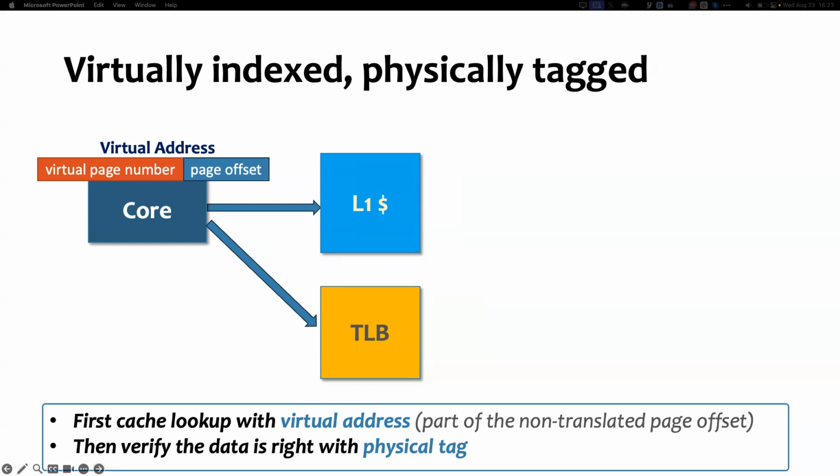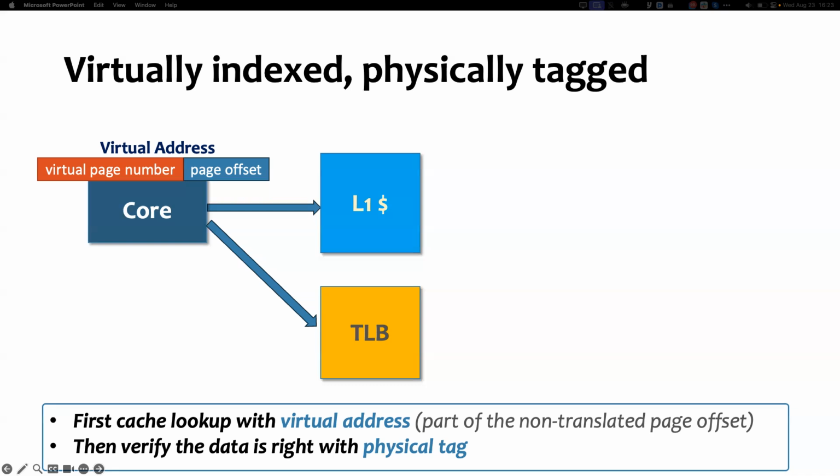And this is only the indexing part of the cache, right? Remember, in a cache, if it's like a multi-way associative cache, we need to do both indexing and also tag comparison. And to do tag comparison, we do need to wait for the TLB, right, to get the physical tag that is the accurate physical address.